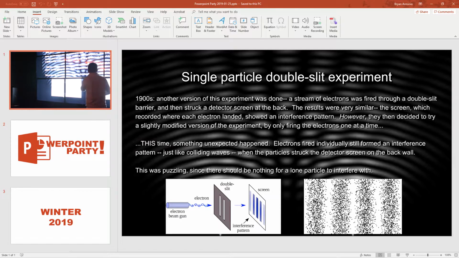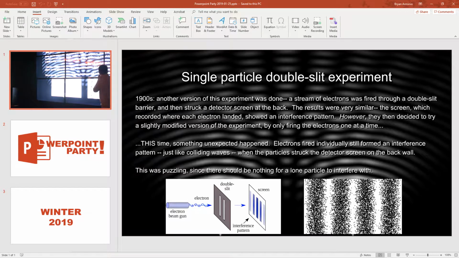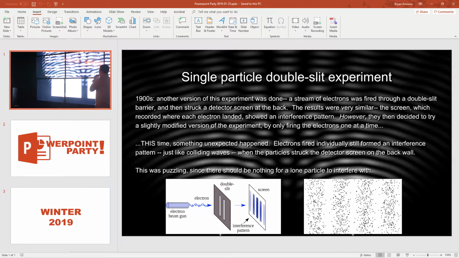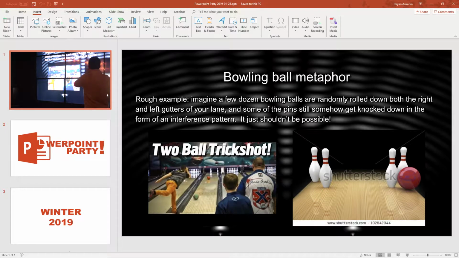So you can see it actually recorded each place that it hit. Eventually, it came up with this interference pattern as if two waves were meeting. So as a metaphor, imagine being in a bowling alley. You turn around, and balls are randomly thrown into the left and right gutters only. But you turn around, and some of the pins have still been knocked down in this pattern here. That's an interference pattern.